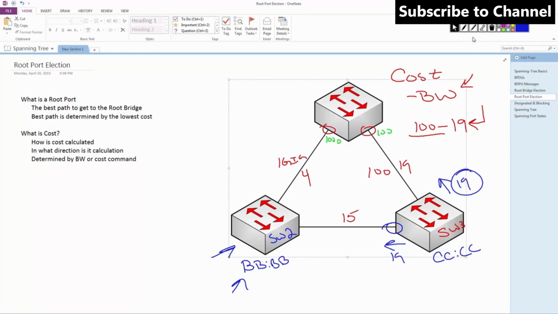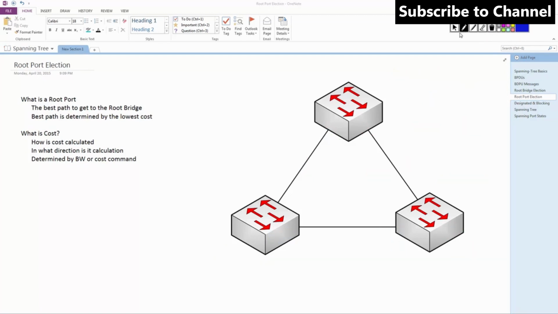Now, with all that being said, once we decided what our port to get to the root bridge is, and that calculation is figured out, or that election is figured out, we now call that particular port the root port. The root port is the best path to get to the root bridge. And the best path is based on the lowest cost.